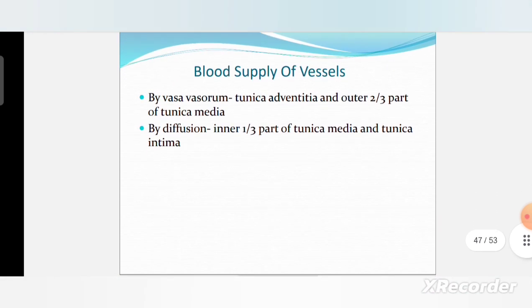Next is the blood supply of vessels. Vasa vasorum supply blood to tunica adventitia and outer two-thirds part of tunica media, and by diffusion the inner one-third part of tunica media and tunica intima layers.